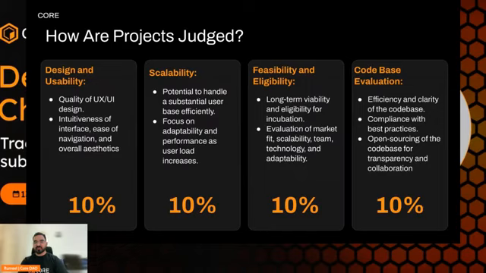Code-based evaluation means that your code needs to be open source, efficient, and compliant with best practices. If you have written some unit test cases, it will be very helpful for running it from scratch. The code base should be open source for transparency and collaboration, so that we can see what you have done. If it is open source, we can go through the complete code base. This judging criterion is about 10%.